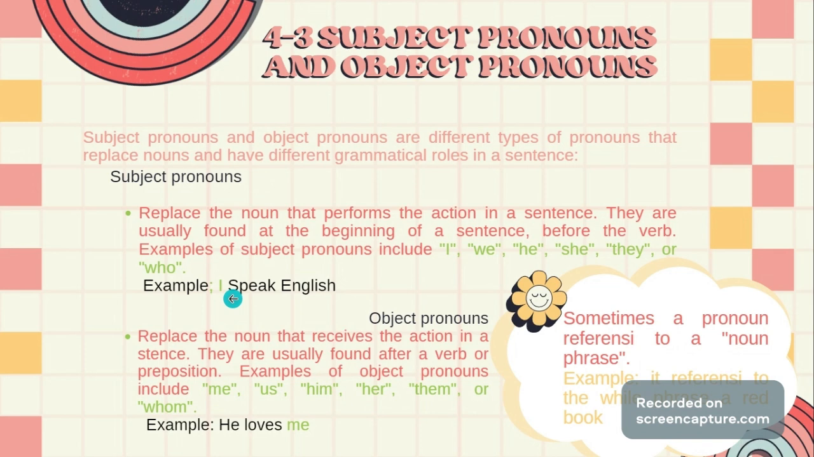Example, I speak English. Yes, it's right. Because I appears before the verb speak. And next, object pronouns replace the noun that receives the action in a sentence. They are usually found after a verb or a preposition. Examples of object pronouns include me, us, him, her, them, and whom. Example, he loves me.